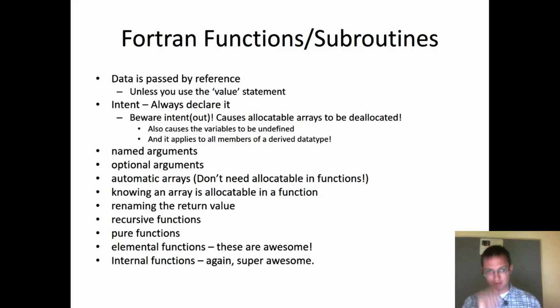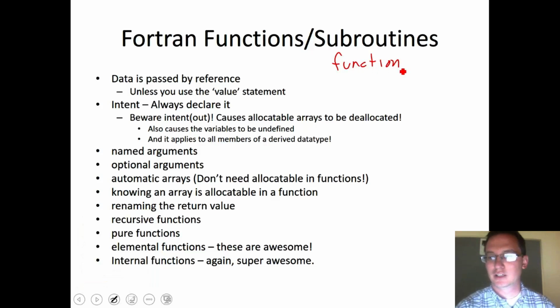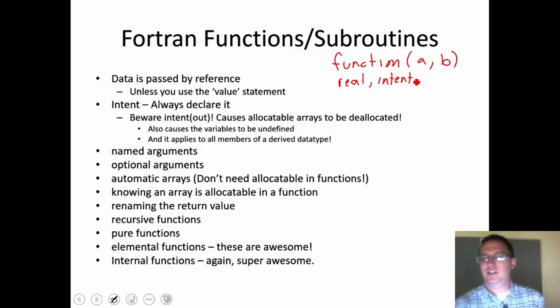All right, so functions, subroutines. Data is passed by reference, unless you specify that it should be passed by value. Intent. This is really important. When you have a function, and I know it's verbose and difficult to type all the time, you have to specify the type of A and B. That's what the implicit none statement is going to tell you. And so we have to say that A is a real, but then we can also specify the intent, and you should always specify the intent.